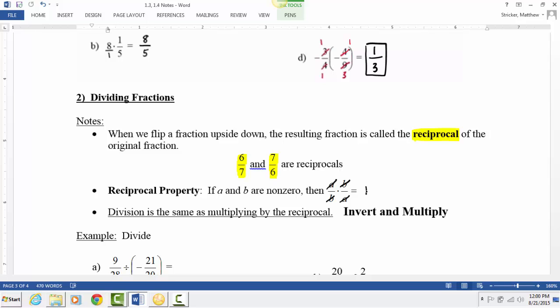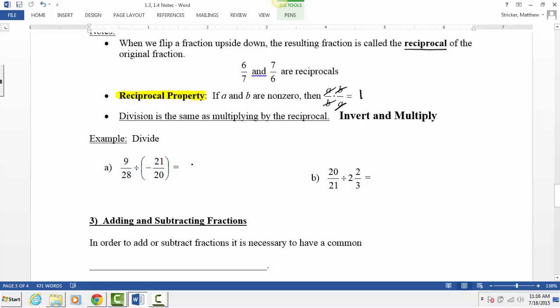So when we divide fractions, we're actually going to use this property of invert and multiply. Instead of dividing, we are going to multiply by the reciprocal. And let's see how that works with a couple examples. Example A, what we can do is we can say, okay, 9 over 28 divided by negative 21 over 20 is the same as, say, taking 9 over 28 and multiplying. So I'm changing this division sign to a multiply sign, and then I'm going to multiply by the reciprocal of this fraction. So it's still going to be negative, but instead of 21 over 20, it's going to be 20 over 21.